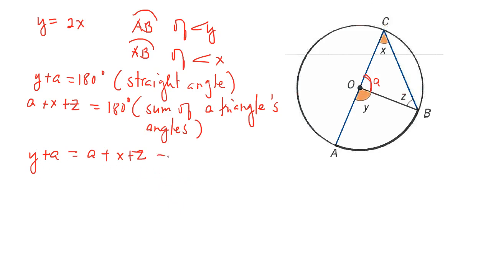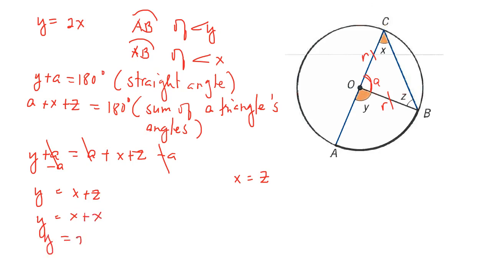Then subtracting both sides of the equation by A, this is 0, that is also 0. As you can see now, y is equal to x plus zeta. But this is a radius, and this is also a radius. That means we have an isosceles triangle. In an isosceles triangle, the angles at the base are always equal. So x is equal to zeta. That means y is equal to x plus x. Then y is equal to 2x. That's the proof. We call this a very simple proof.